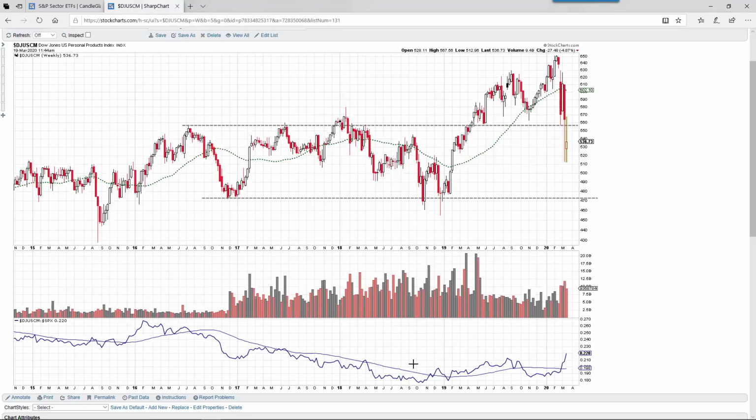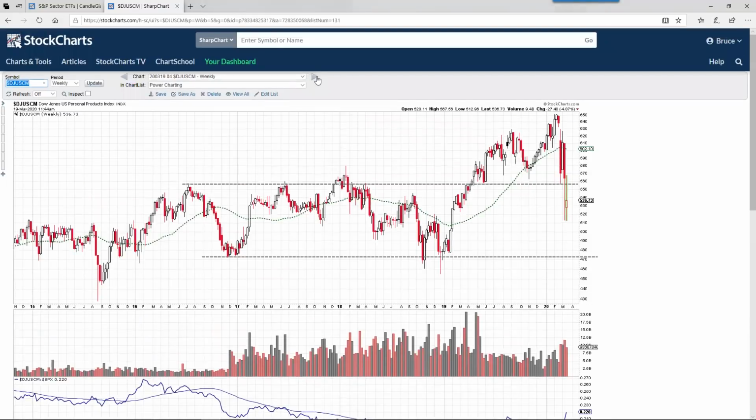Here's personal products. Look at this beautiful base in relative strength. So this could be the emergence of something very large, a possible accumulation structure, and this could be the beginning of new leadership after being in a downtrend since 2016. So let's see, do we have time to do one more?